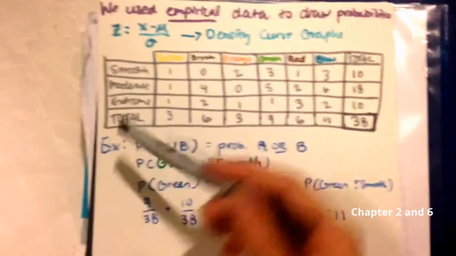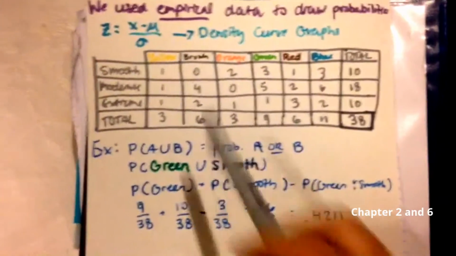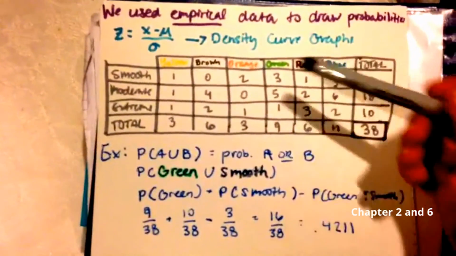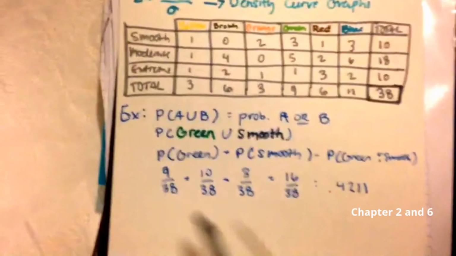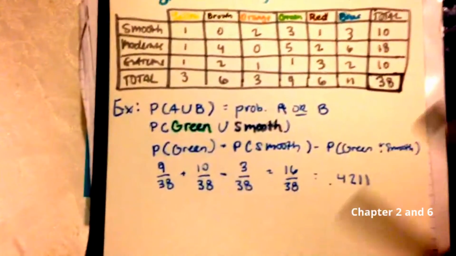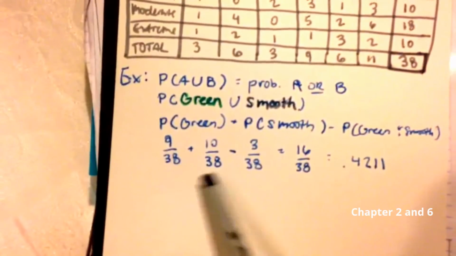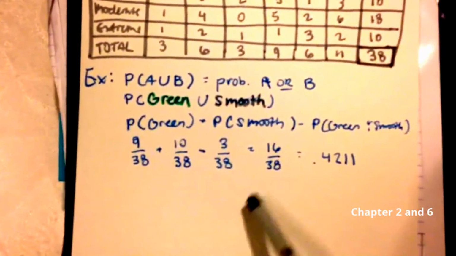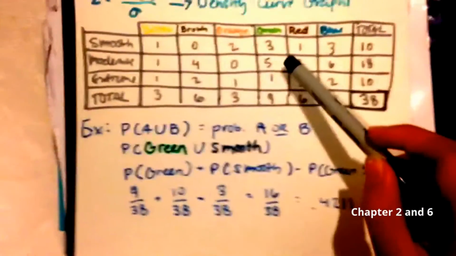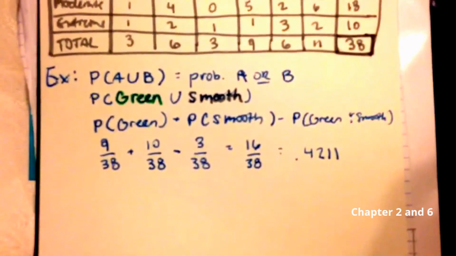So here we have a two-way table where we measured the texture of the M&Ms: smooth, moderately bumpy, or extremely bumpy. Then we have our colors: yellow, brown, orange, green, red, and blue. And our totals, where here we can find any given probability. Let's say, finding green would be 9 over 38. An example is the probability of choosing an M&M that is either green or smooth. So we have the probability of choosing a green one, which is 9 over 38, plus the probability of choosing a smooth one, which is 10 over 38, which you can find these values here, minus the probability of one that is both green and smooth, which is right here. So that's minus 3 over 38. And then we'll find that that's 16 over 38, which is about 0.4211.